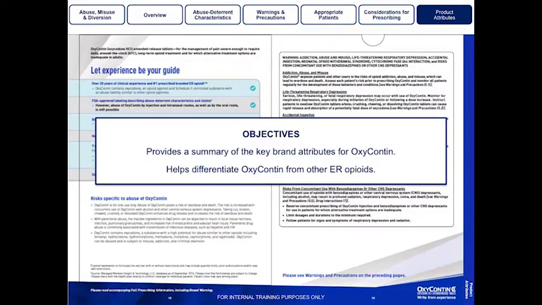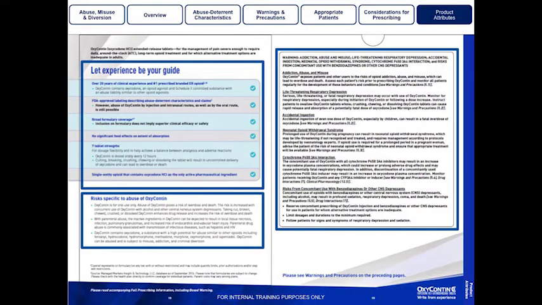Page 18 of the CVA provides the key brand attributes for OxyContin and helps to differentiate OxyContin from other ER opioids. This page will help you protect OxyContin from ER oxycodone competitors with your decile 7 to 10 HCPs. This spread should not be used as the first detail of OxyContin and is not intended for every sales call.